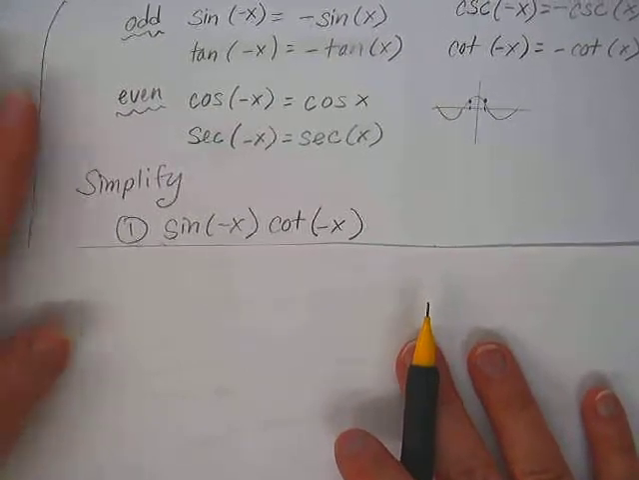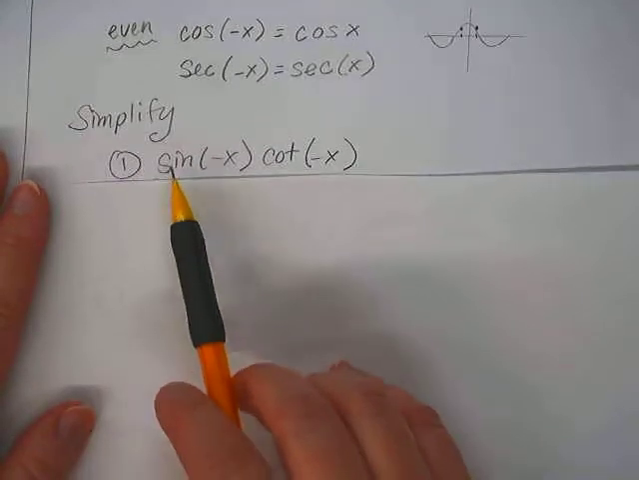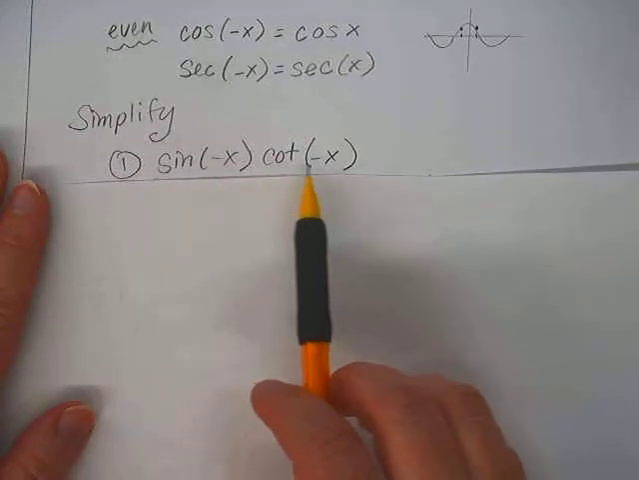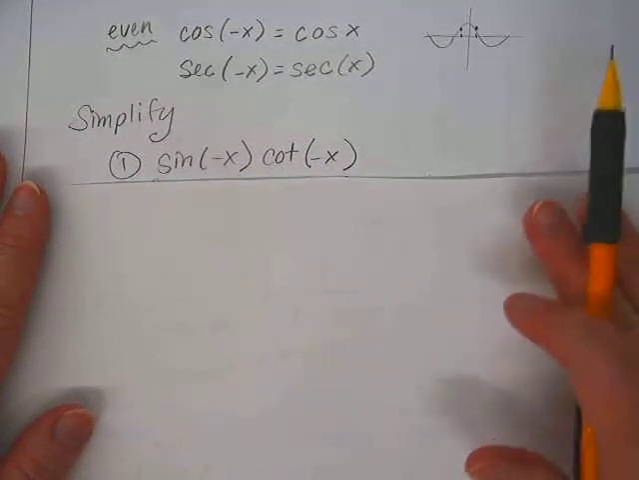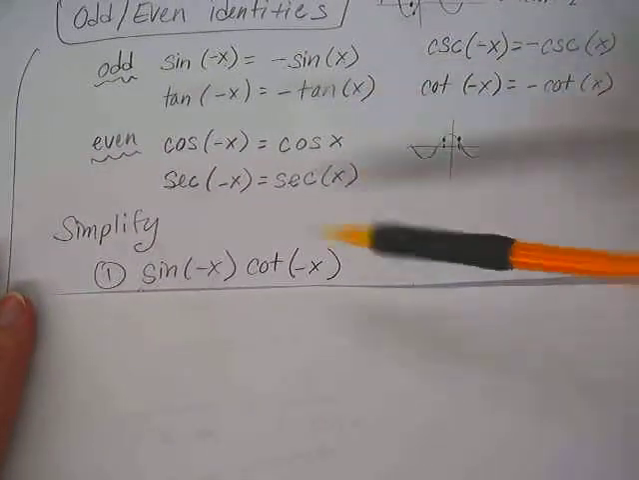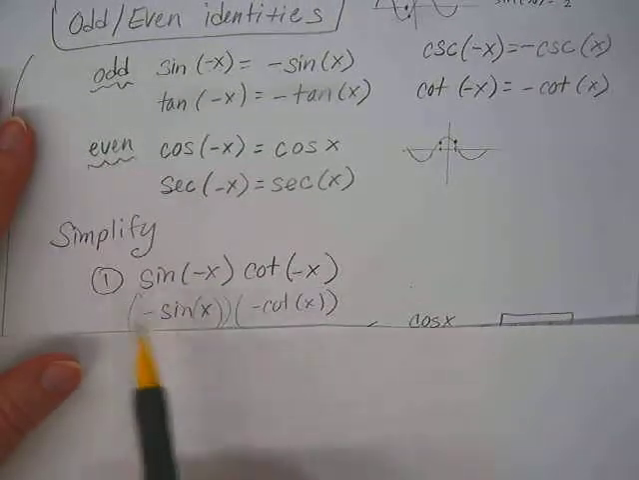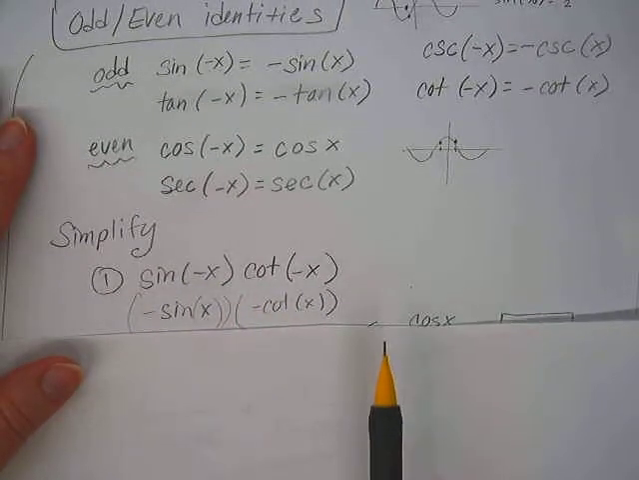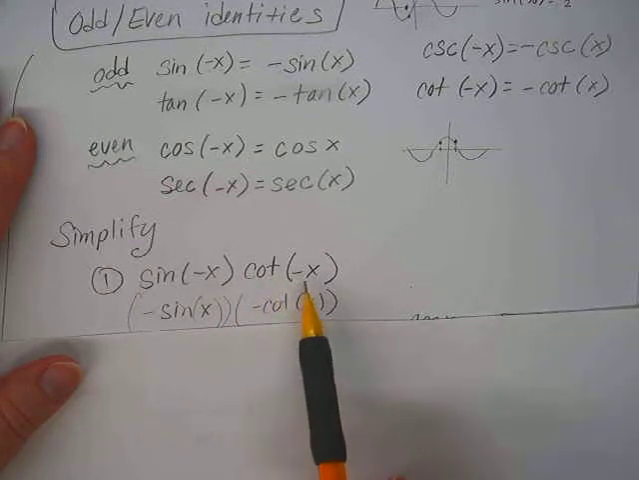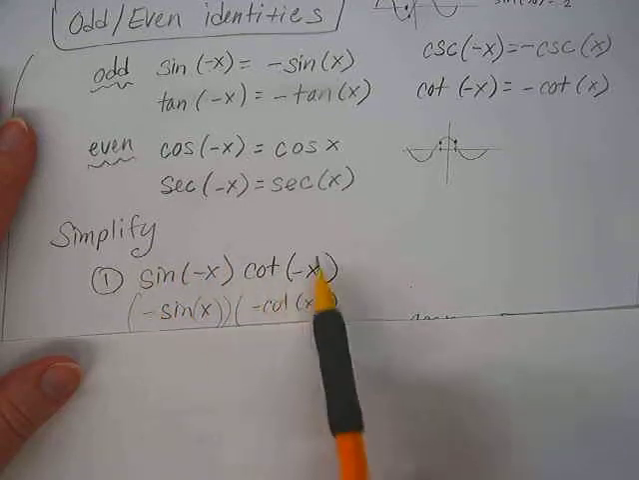Okay, so using that property, we can use it to simplify, like we were doing earlier, some identities. So let's do this example. The sine of negative x times the cotangent of negative x. Well, according to our odd and even identities, what should we do to simplify this? Well, the sine of negative x is the same thing as the negative sine of x, and the cotangent of negative x is the same as the negative cotangent of x.